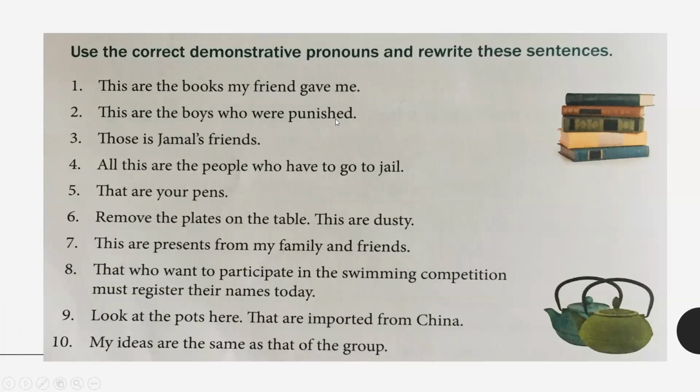These are the boys who were punished. Now, if you see, this are the boys, can you find out the mistake? Those is Jamal's friend. Can you find out some mistake over here? If you read carefully, you will understand. All this are the people who have to go to jail. See, some grammatical mistake. That are your pens. Number 6, remove the plates on the table. These are dusty. Now, plates are more, so shall we use this or something else? Think. These are presents from my family and friend. Just think over it. Is this correct or you have to change it? That who want to participate in the swimming competition must register their names today.